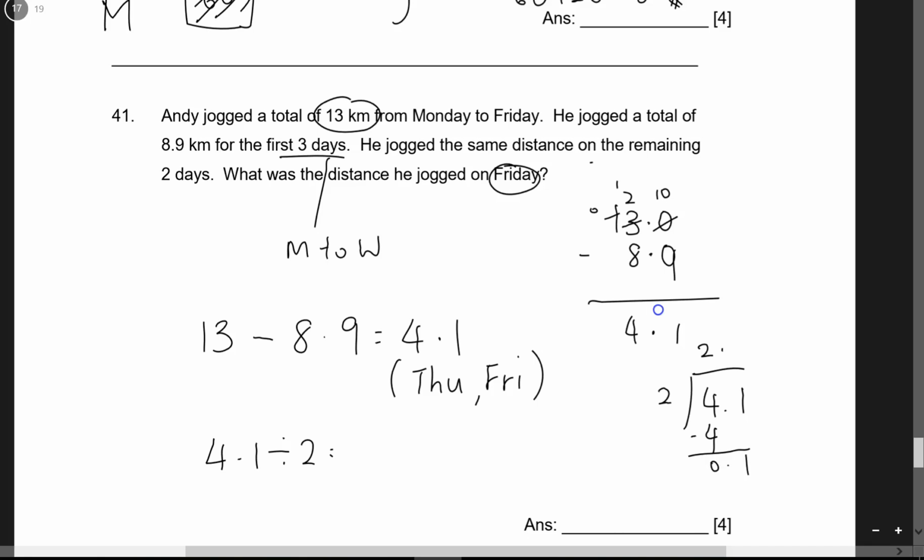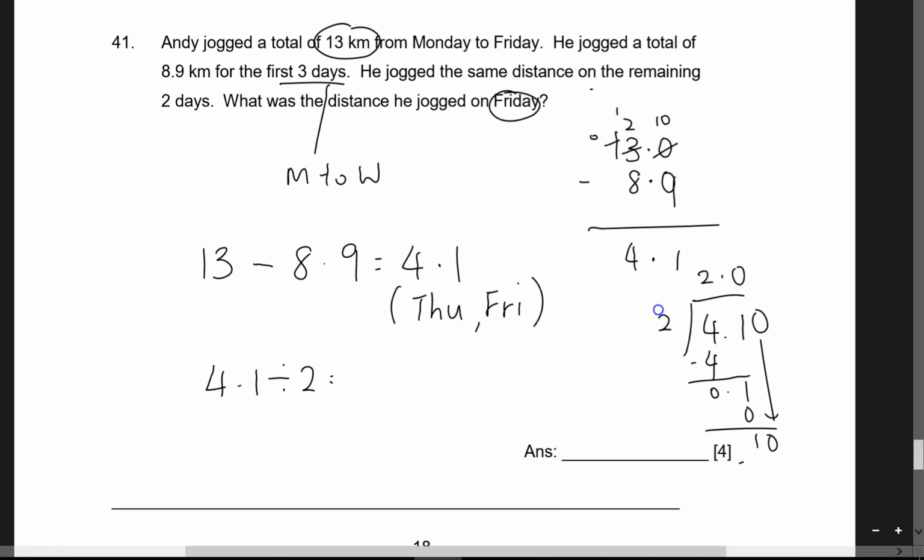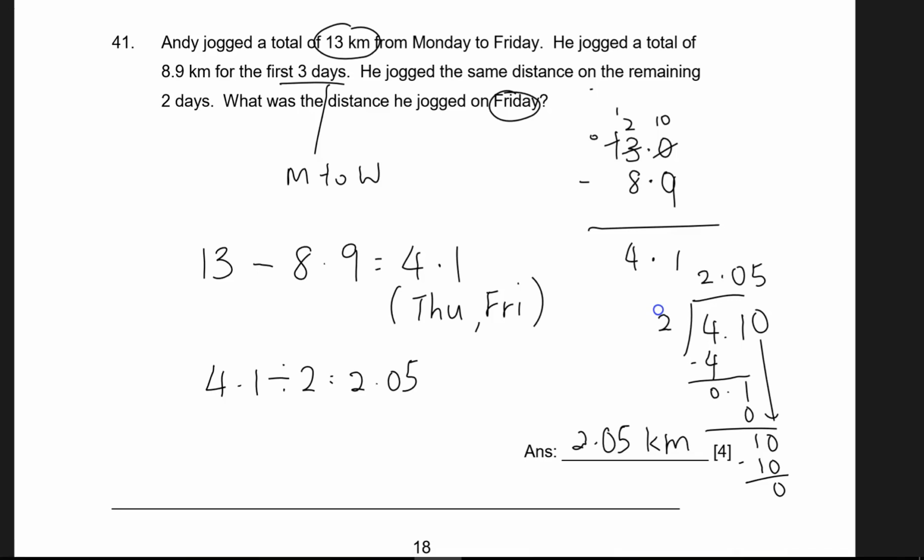Alright, so you can't really divide, so there's a 0, you have a 0. Create another 0 to bring down, just to make sure you finish off the whole division with 0 remainder. So it's 2.05, the distance being jogged, 2.05. Remember one important thing, your units. That's for question 41.